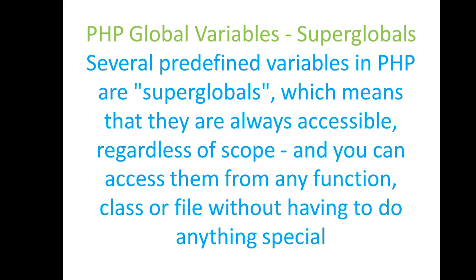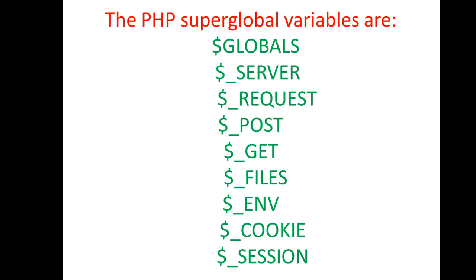First, let's see what the super globals are. PHP super globals are: first GLOBALS, second SERVER, third REQUEST, next POST, GET, FILES, ENV, COOKIE, SESSION. In this tutorial I will tell you only about the global variable, and if you want to know about the others, you can search for them online.